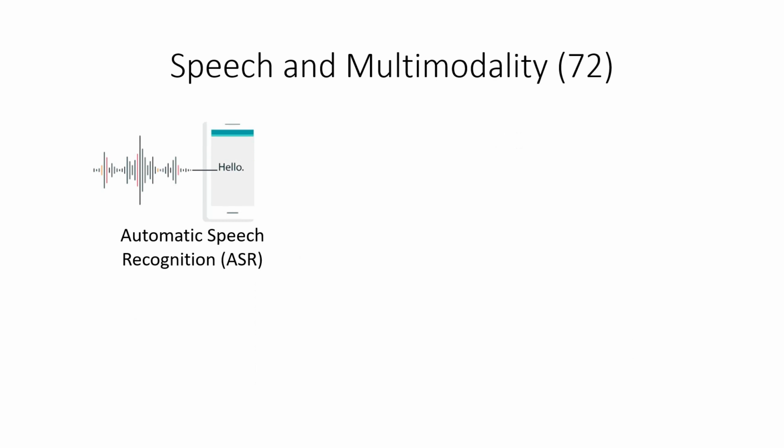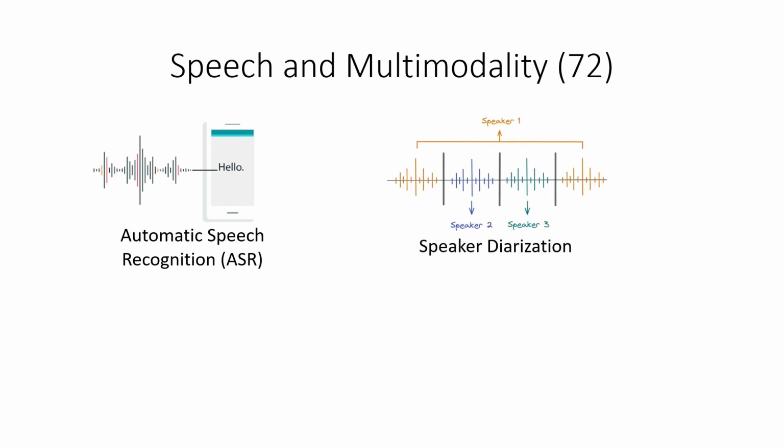Next up is speech and multimodality, with 72 submissions. The most obvious application of speech is automatic speech recognition, or ASR. In the opposite direction, there are also models to synthesize speech from text. Speaker diarization is figuring out which speaker is speaking at which time, which will be useful if you're trying to transcribe a meeting. Speech is actually a very big area in NLP research, but historically they have submitted to different conferences, which is why there are not that many submissions in the ACL conference.